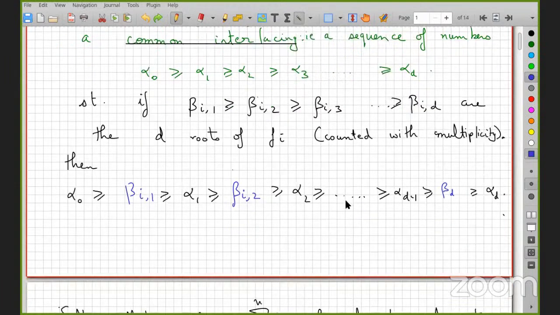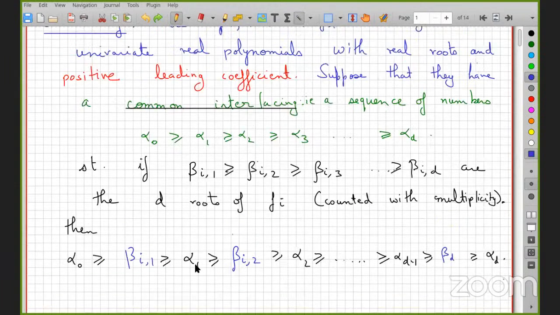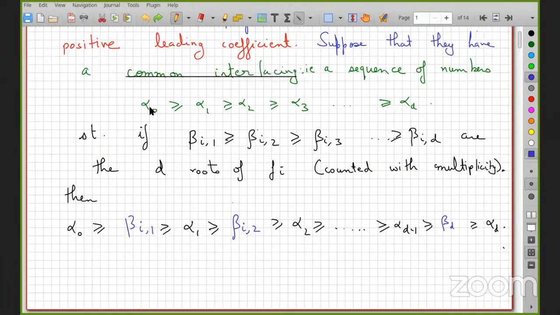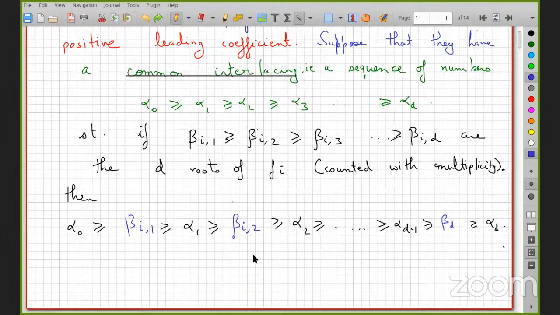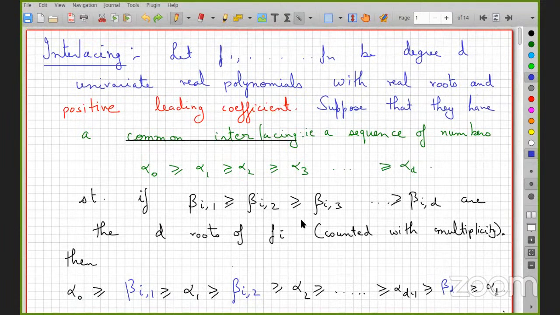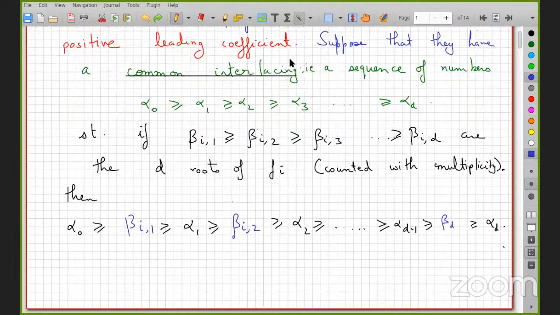Okay, so that was the notion of a common interlacing. And what is common about it? The same alpha 0 satisfies this property for every polynomial at the same time. So this alpha 0, alpha 1 sequence is not allowed to depend upon the polynomial. It's one sequence, and it has to work for every polynomial. So this is a very special thing. If you take arbitrary polynomials, usually this will not be the case. One polynomial might have roots 1, 2, 3, the other polynomial can have roots 7, 8, 9. They don't interlace. So this is constraining the polynomials a lot.